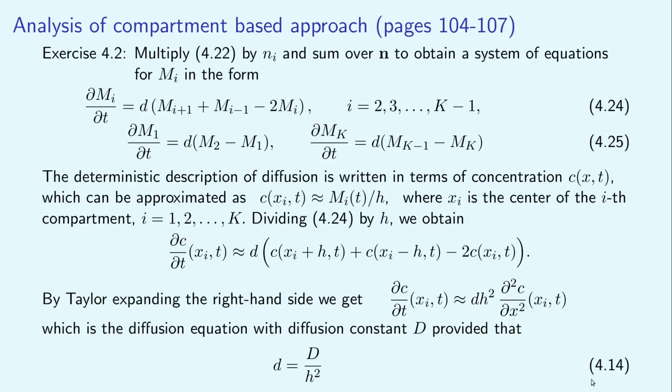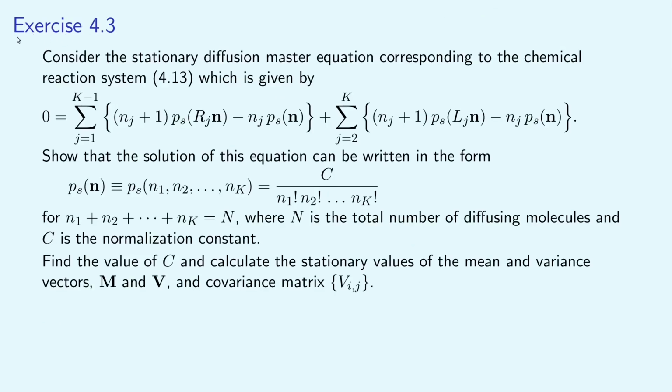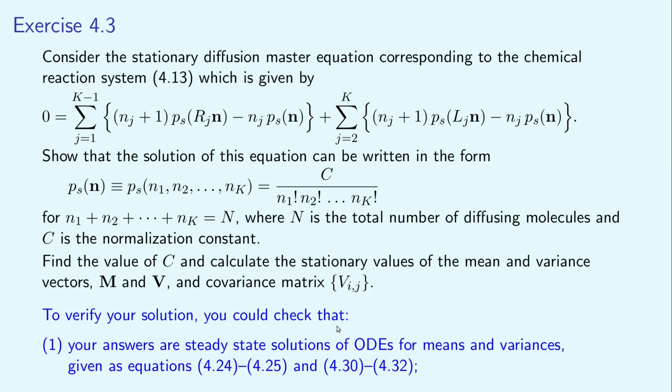The compartment-based model can be further analyzed. Since this is a good practice of the methods which we presented in chapter 1, I have left some analysis to you in exercises. In exercise 4.3, you are asked to analyze the stationary diffusion master equation corresponding to the chemical reaction system 413, which can be obtained by putting the time derivative equal to 0. You are asked to find the corresponding stationary distribution and stationary values of the mean and variance vector and stationary covariance matrix.